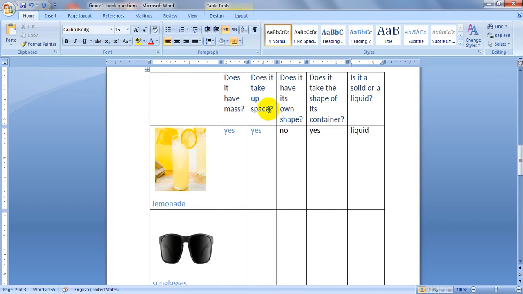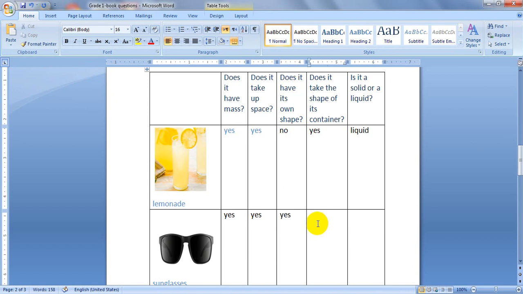Sunglasses. Does it have mass? Yes. Does it take up space? Of course. Does it have its own shape? Well, the shape of the sunglasses change when you wear it, or when you put it inside your bag, or when you put it anywhere at home. Of course no, so it has its own shape.